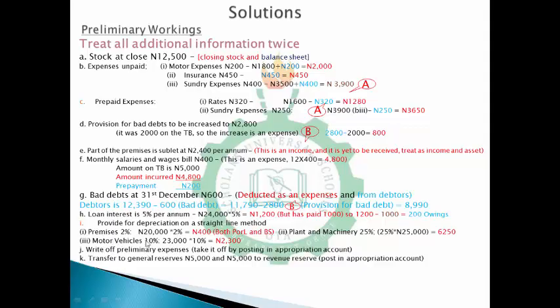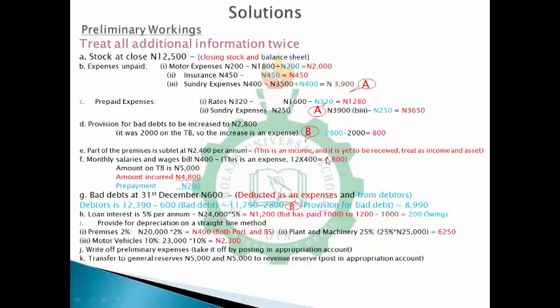And the next part, which is motor vehicle, 10% of 23,000, which is 2,300. Now the next part is write off preliminary expenses. When we are asked to write off preliminary expenses, don't forget what we are doing is just taking it off by posting it in the appropriation account. And the last part is transfer to general reserve 5,000 and transfer to revenue reserve 5,000. So these two transactions are supposed to be posted in our appropriation account.